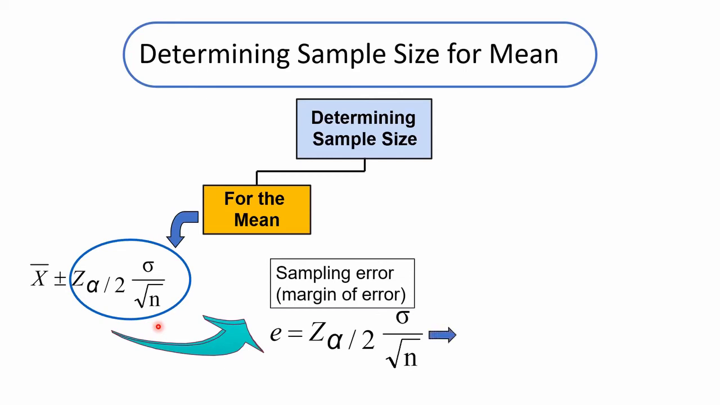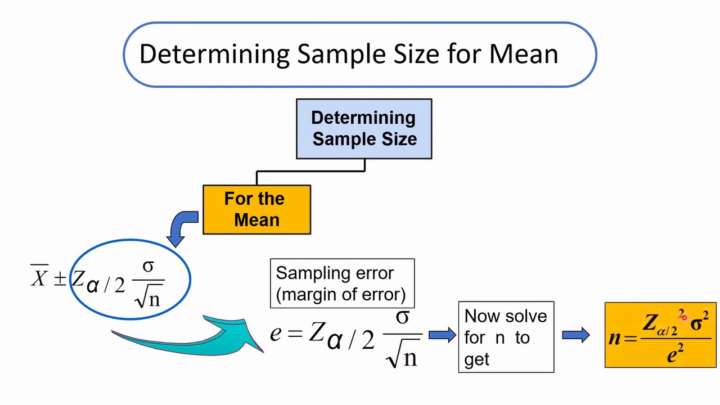Now from this, how do we determine the sample size? It's Z times sigma over root n. So you simply substitute n here, and when you do that, you get this equation. This is how you determine the sample size for the mean.